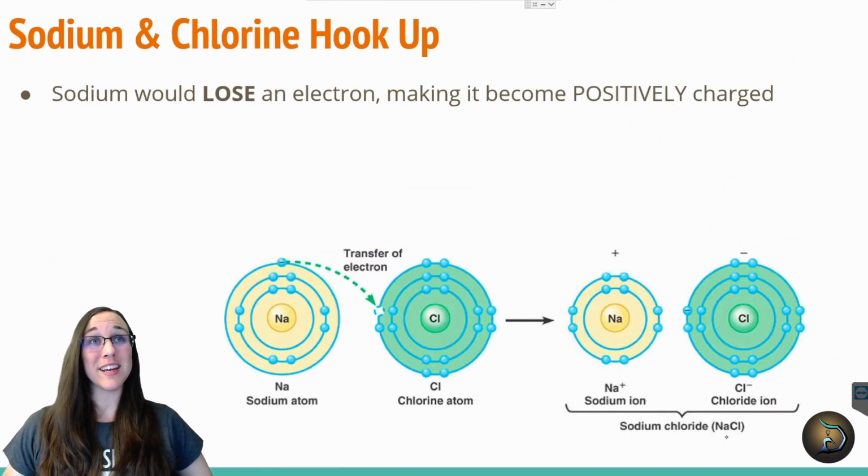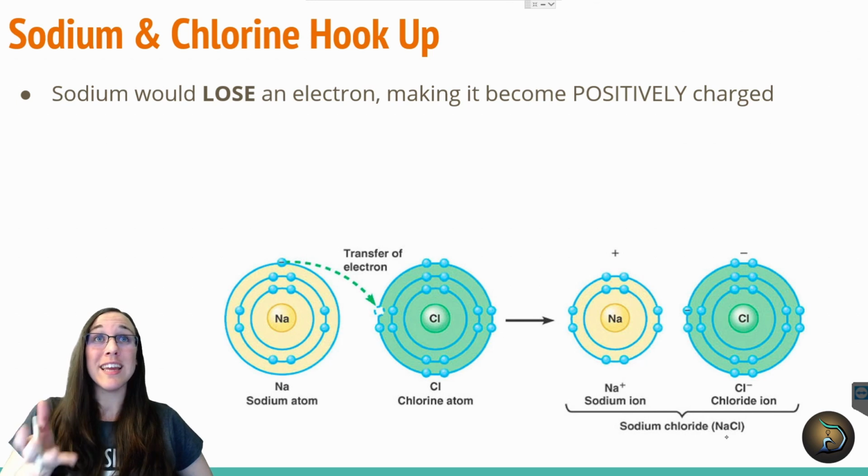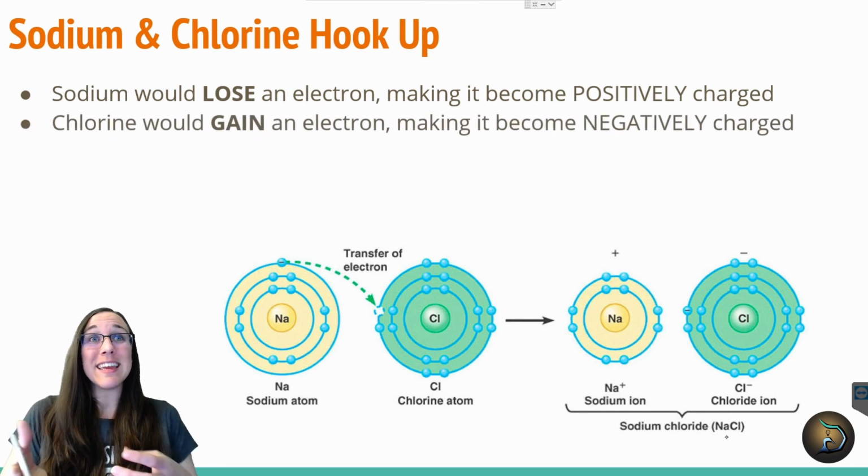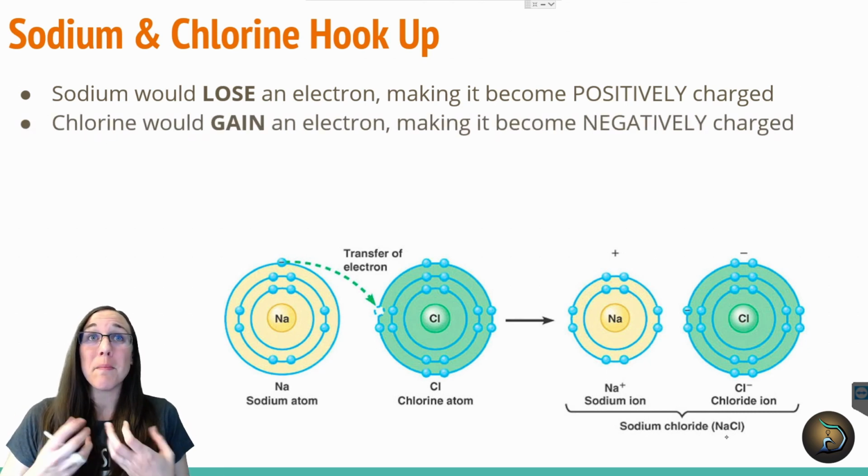So just to reiterate here, sodium loses an electron. It loses negativity, which makes it become positive. While chlorine gains an electron, it gains negativity, therefore making it negatively charged overall.